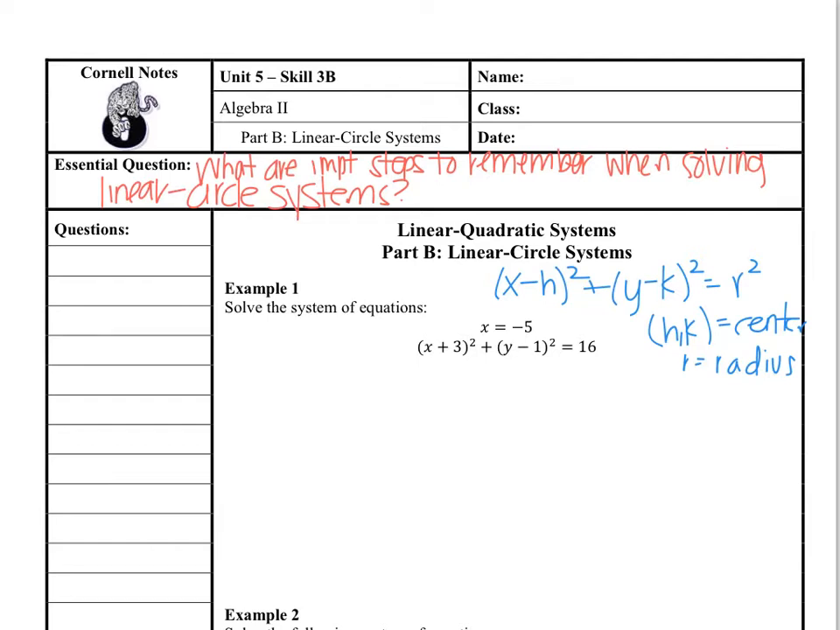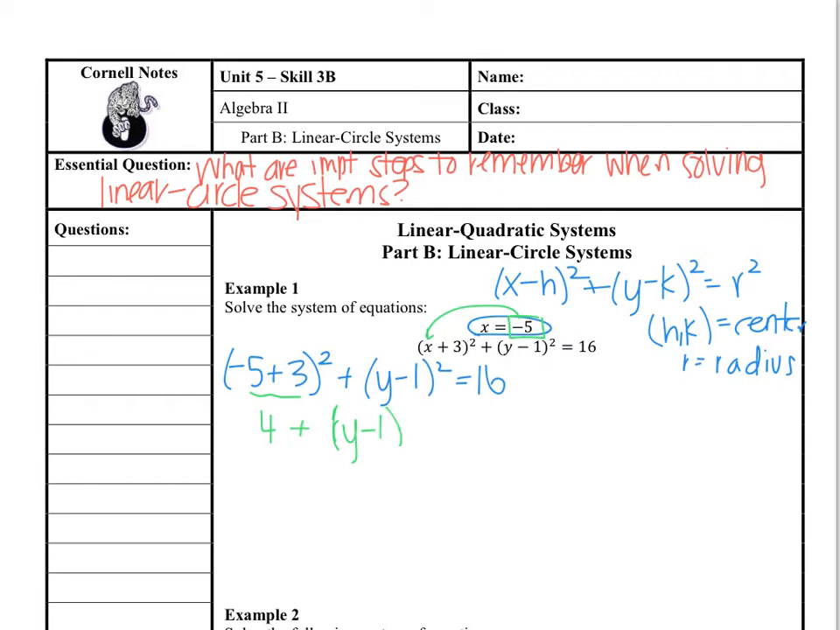We're still going to solve it using substitution. So we know in this first one, it's kind of nice. They gave you x equals -5. So I'm going to substitute that -5 in wherever I see x in the second equation. So I'm going to start this with (-5 plus 3) squared plus (y minus 1) squared equals 16. The first part's pretty easy to simplify. -5 plus 3 is -2, square it, and you get 4. Plus, carry down the next part, (y minus 1) squared equals 16.